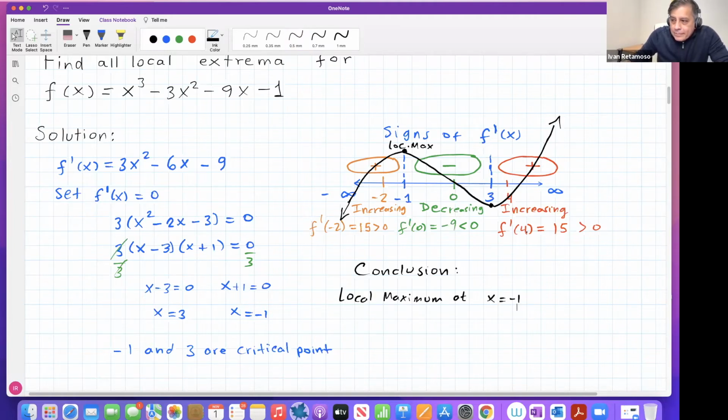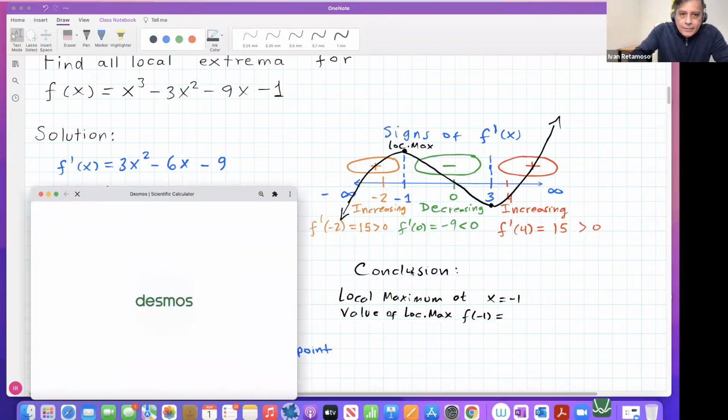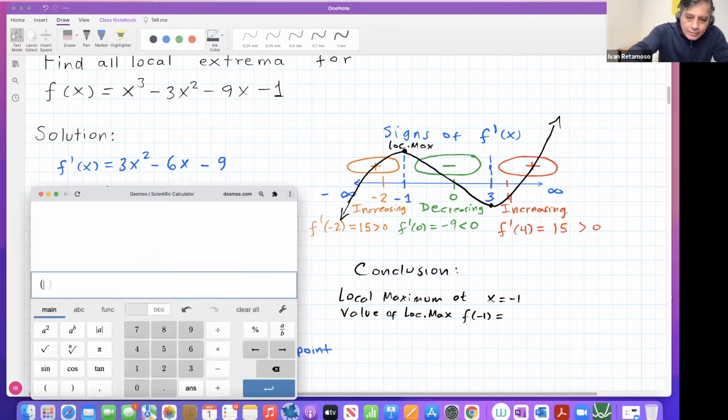But moreover, I can say what is the value of the local maximum as an output value, right? You can say what is this value. How do you do that, Professor? Well, I just evaluate the original function, right? This one at -1. Let's do that together. So let's use now the original function, no longer the derivative, right? This one. And let's evaluate this at that particular value, -1.